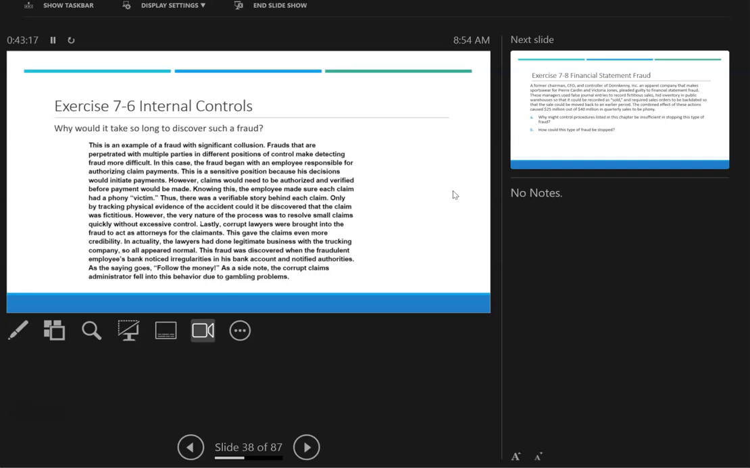This fraud was discovered when the fraudulent employee's bank noticed irregularities in his bank account and notified authorities. As the saying goes, follow the money. As a side note, the corrupt claims administrator fell into this behavior due to gambling problems.